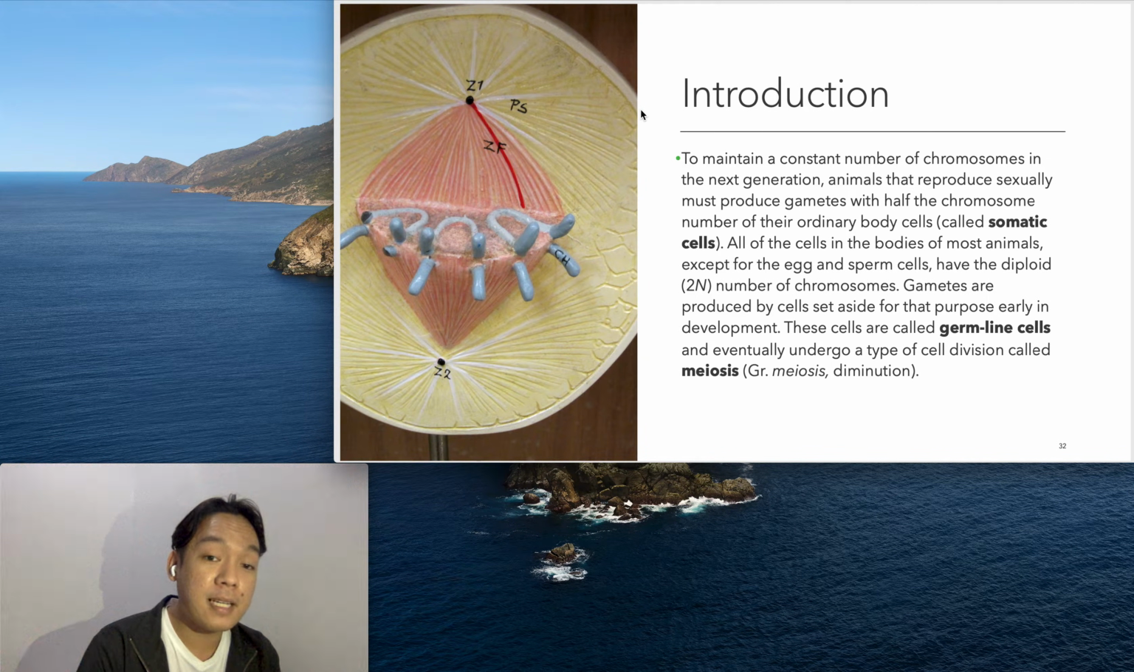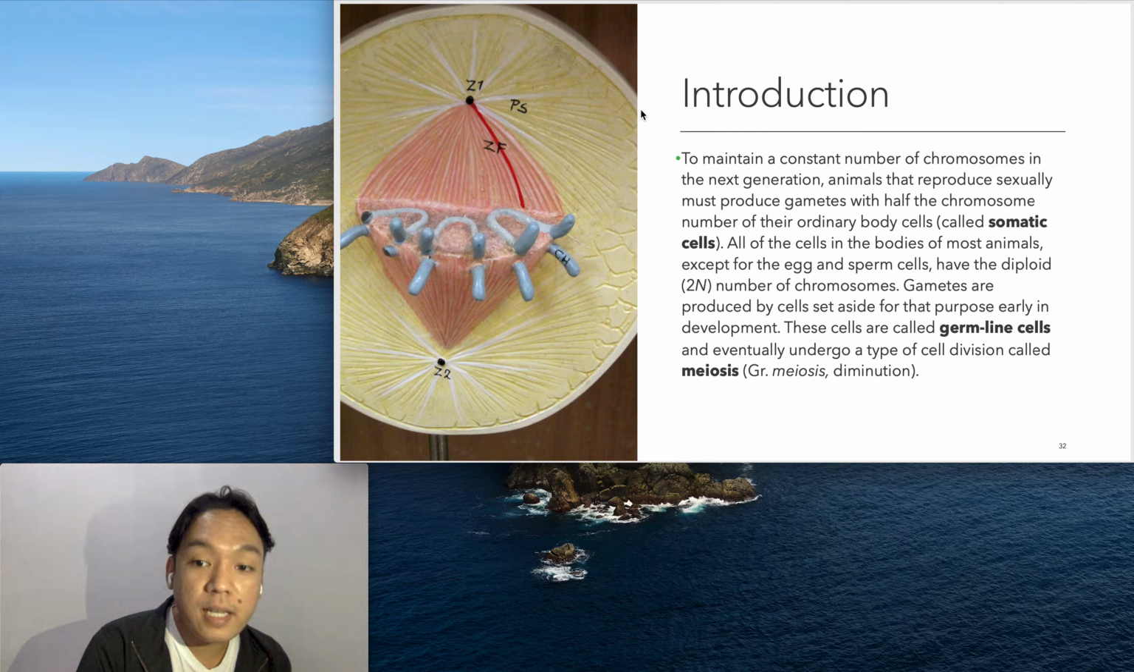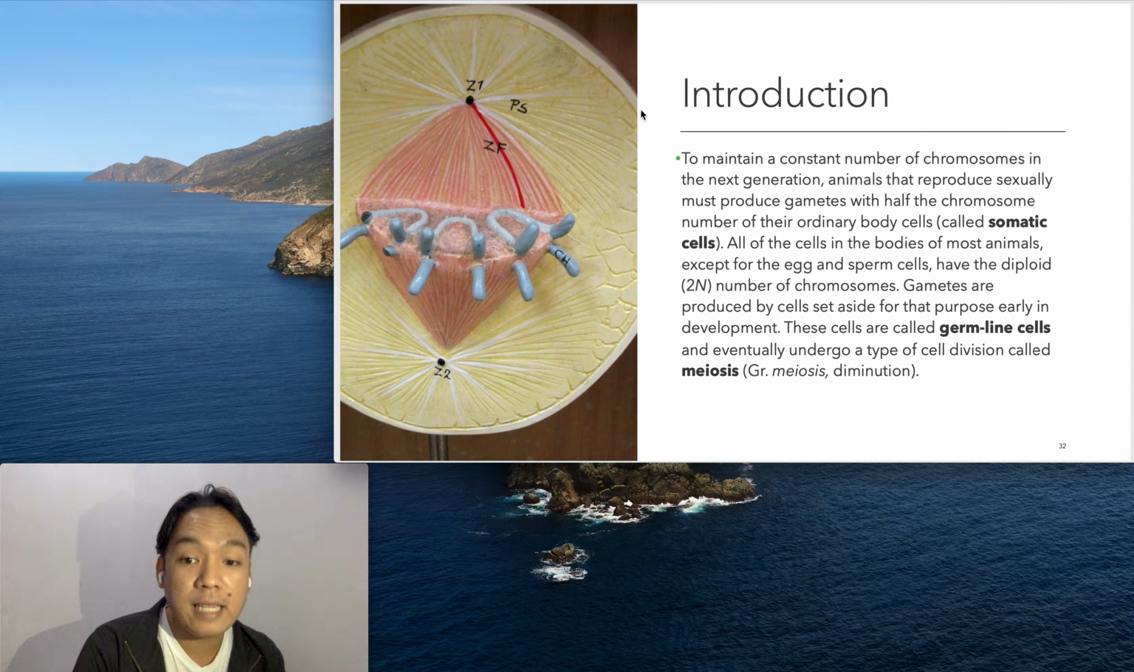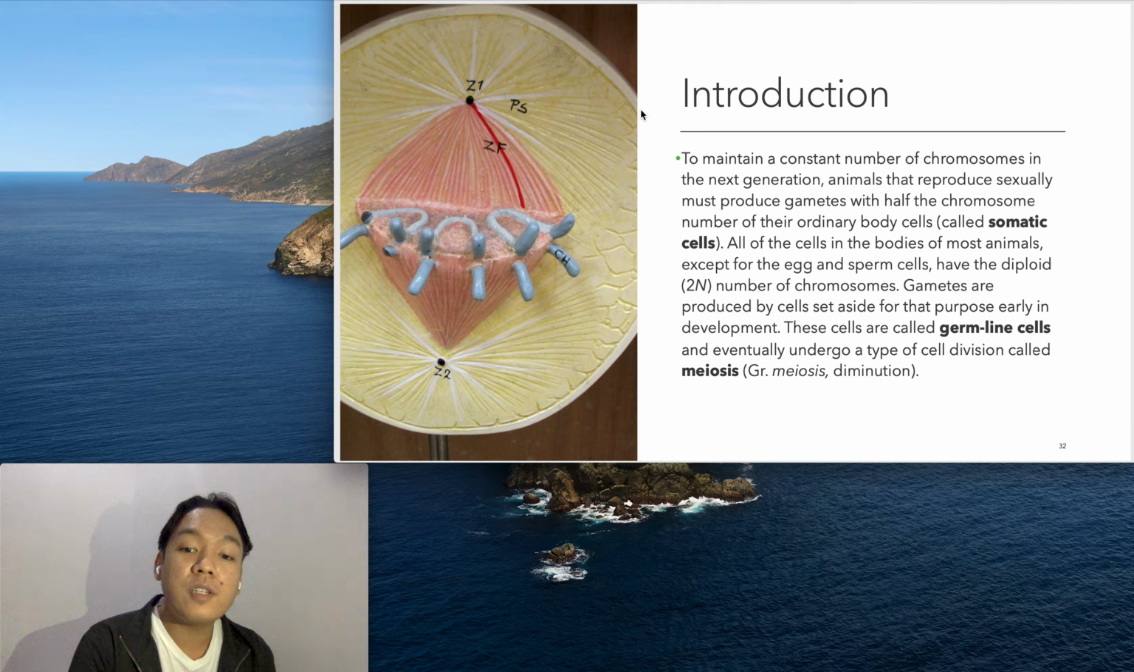So the ordinary body cells, as I say, are called the somatic cells. So all of the cells in your body, except for the sex cells, are called somatic cells. Okay. So all of the cells in the human body, or in most animals, except for the egg and the sperm, have a diploid number of chromosomes, or 2n. And gametes are produced by cells set aside for that purpose early in development. So these cells are called the germline cells, and they undergo a cell division. We call that meiosis, or the diminution.